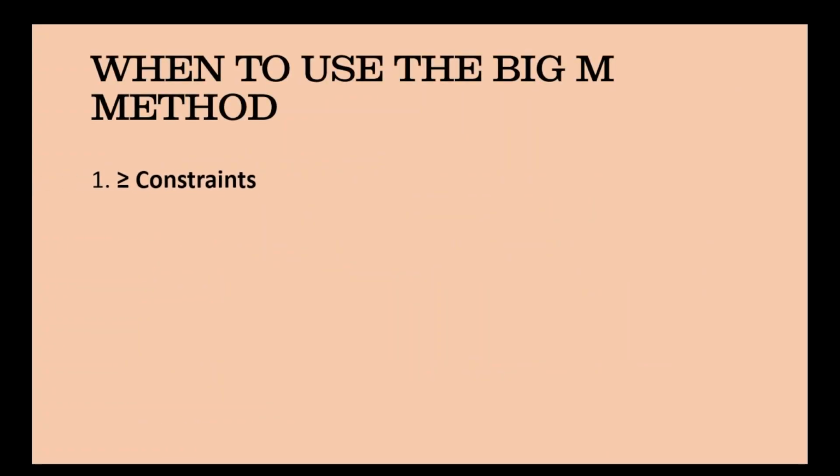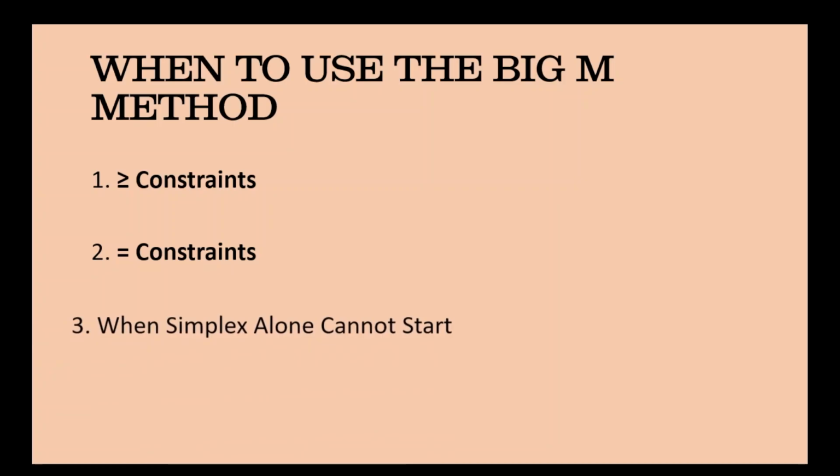When to use the Big M method? You use this method when the constraints contain: one, greater than or equal to constraints. These require a surplus variable, which subtracts slack, and an artificial variable to maintain feasibility. Two, equals constraints. These cannot produce a starting solution. Three, when simplex alone cannot start. Simplex needs a basic feasible solution. Artificial variables via Big M help establish it.